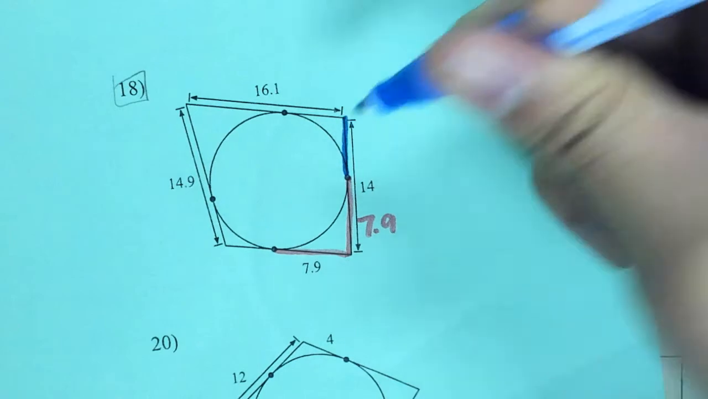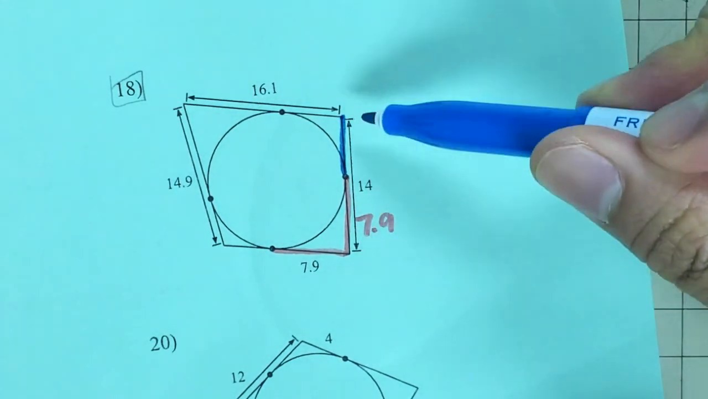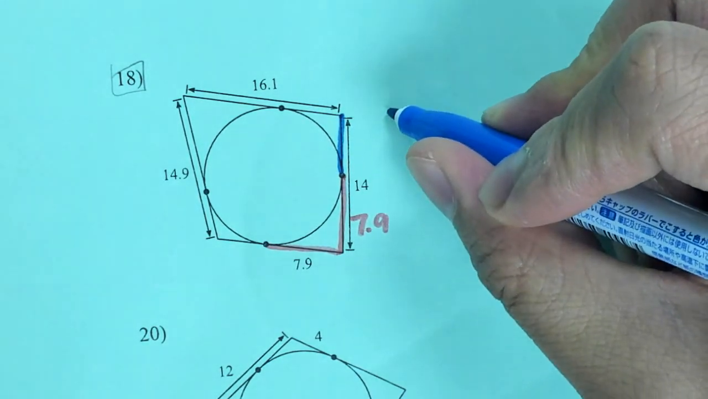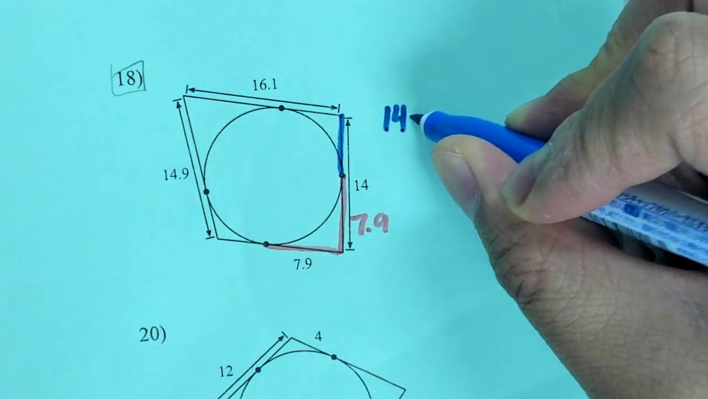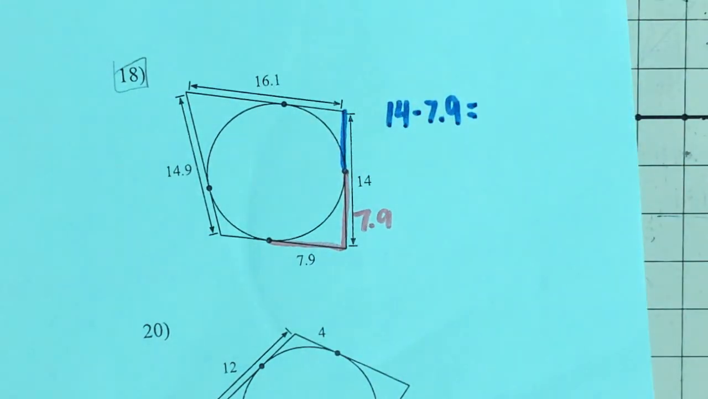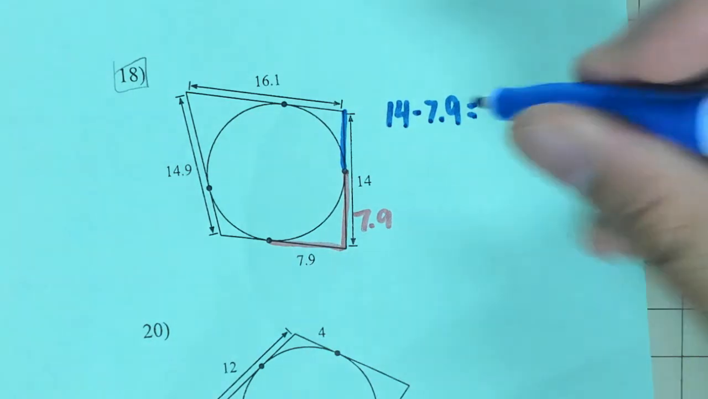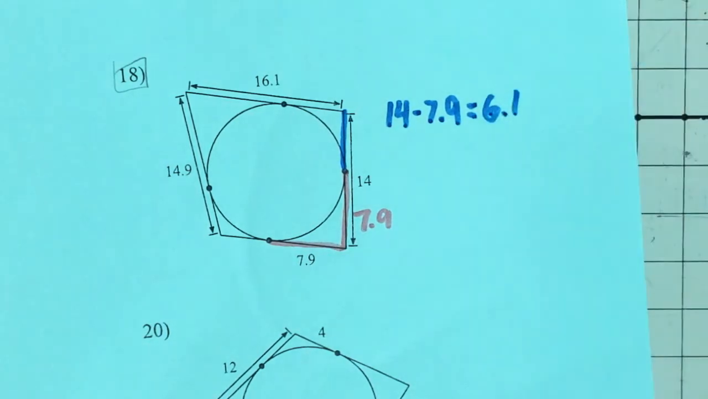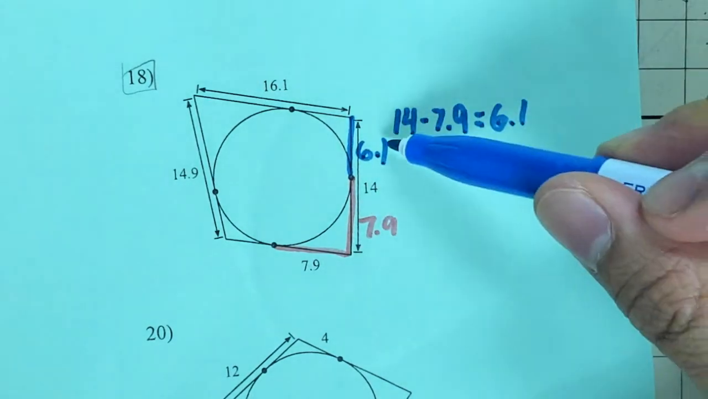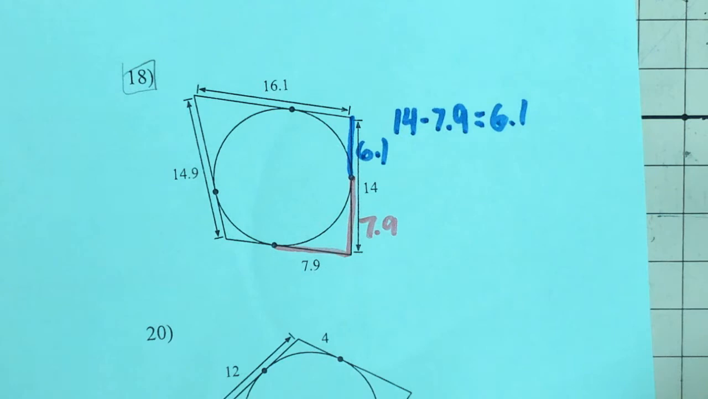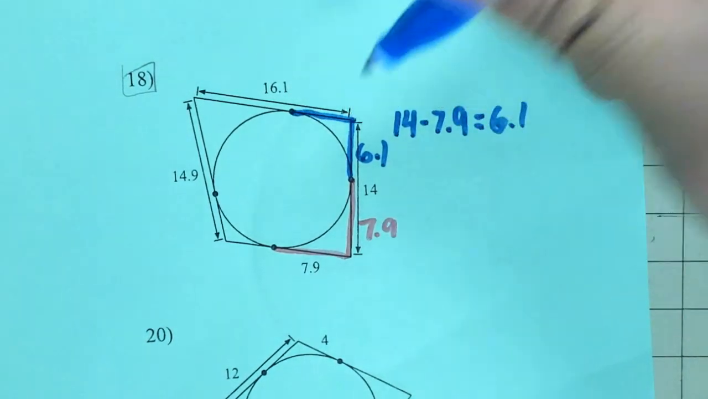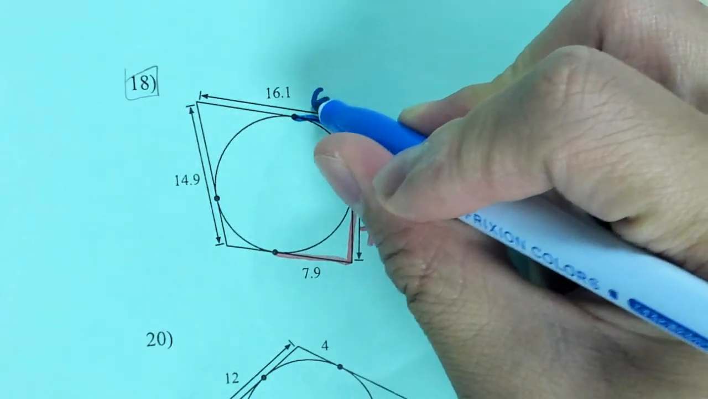Now let's find this part. This entire right side is 14. The red part 7.9. So what we can do is 14 minus 7.9 to get me 6.1. So this right here 6.1, 6.1 and 7.9 together added 14. So if this side 6.1, that means this side up here is also 6.1. They're congruent.